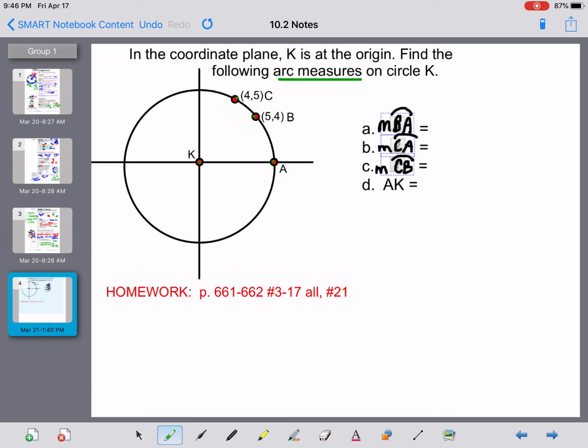So I want to know how big these measures are. Looking at A, I have the measure from B to A. So here's my arc that goes from B to A. I want to find its measure. Well, I know it's less than 90 degrees.